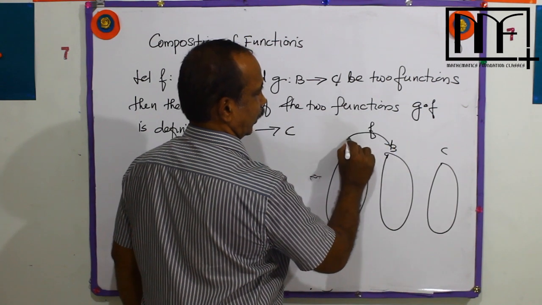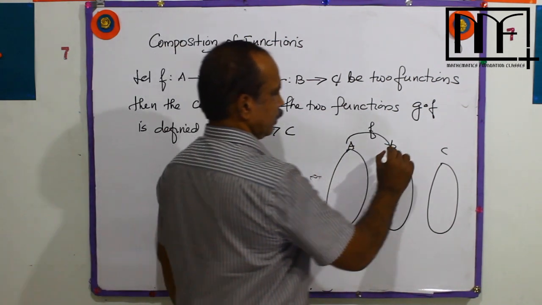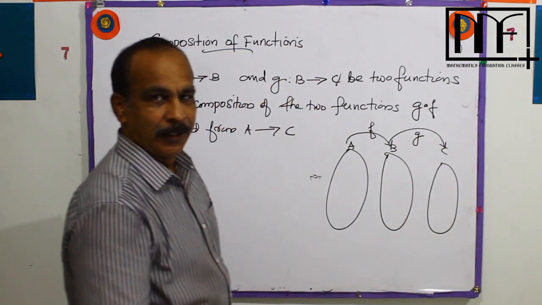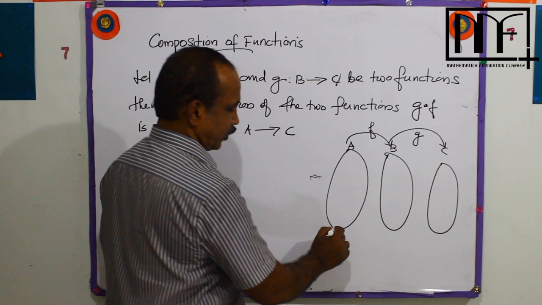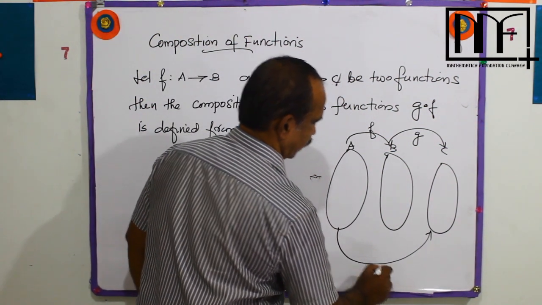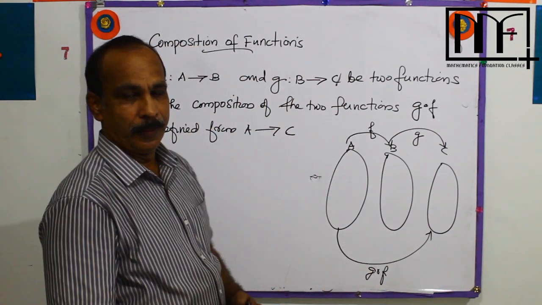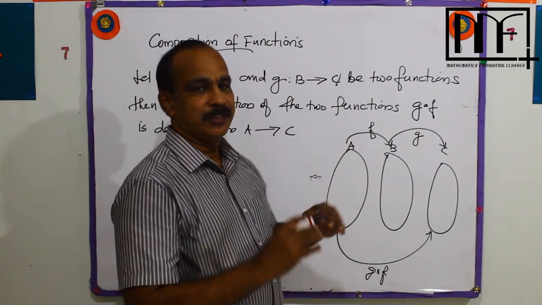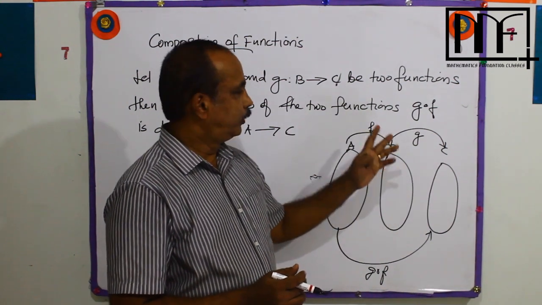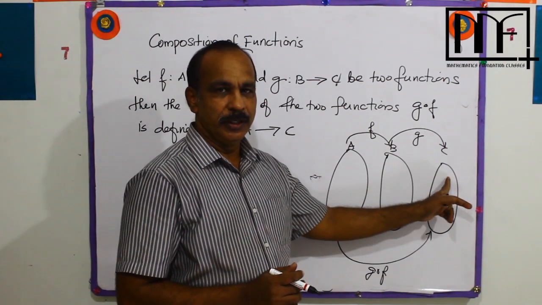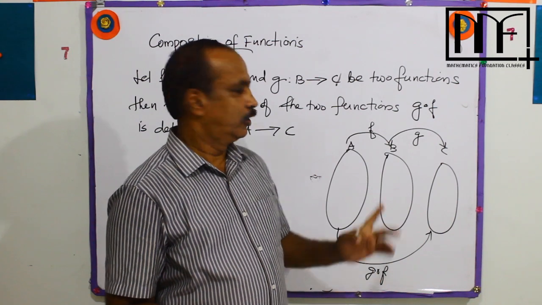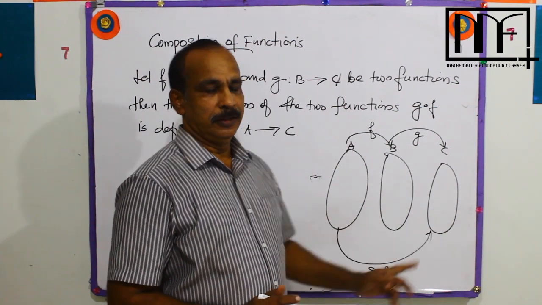F is the function from A to B and g is the function from B to C. Then the composition of functions g of f is a function from A to C. So F is the first function, which is from A to B, and g the second function from B to C. Then g of f, which is the composition of functions, is from A to C.